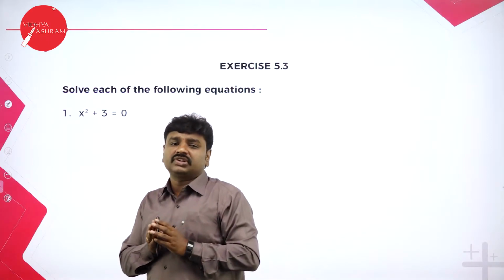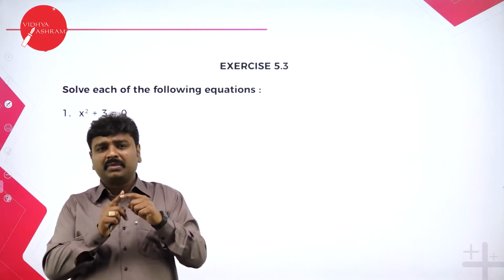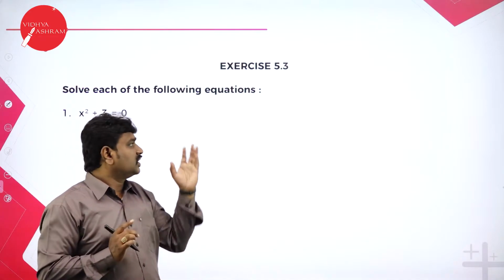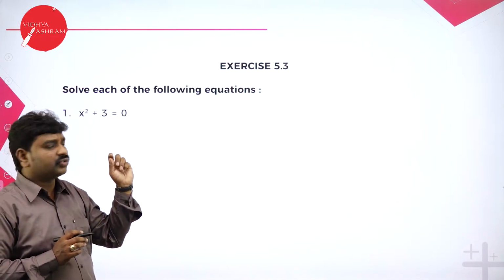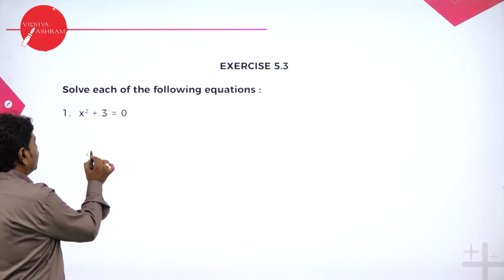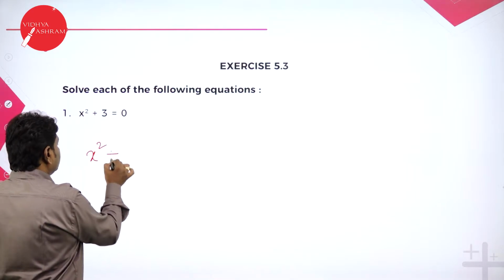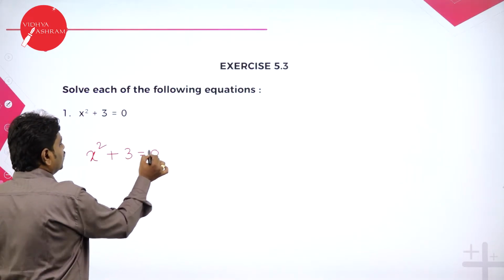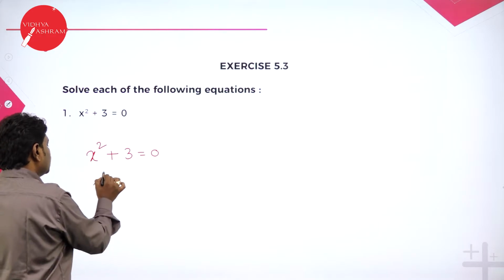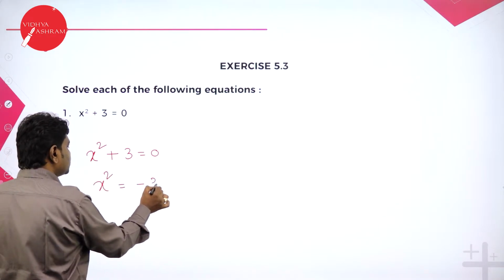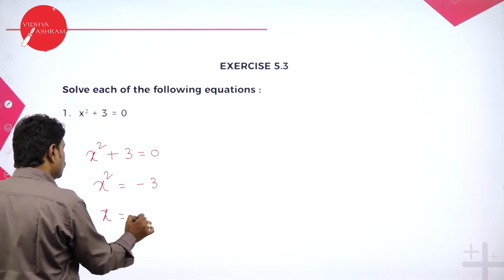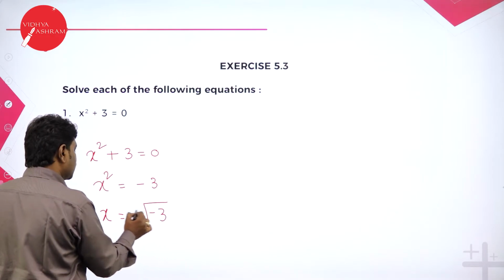To solve a quadratic equation, we have two methods. One is the formula method, the other is the factorization method. They have not given any particular method, so we can use any method. So x square plus 3 is equal to 0. We have only two terms. I will transfer the constant to that side. x square is equal to, can I write, minus 3? So x is equal to plus or minus root of minus 3.